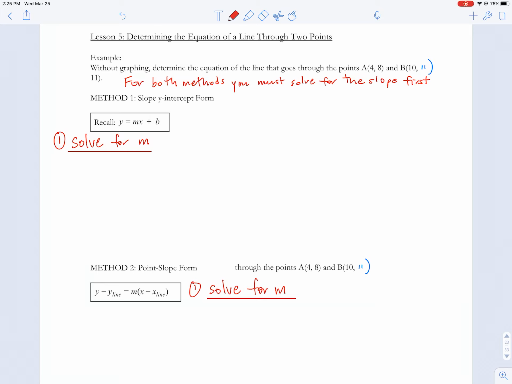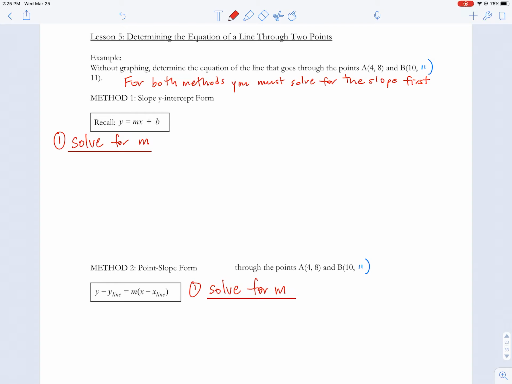Hi guys, today we're going to be doing lesson 5, determining the equation of a line through 2 points. We're going to be looking at 2 different ways of coming up with the equation of the line. And for both of these methods, we're going to solve for the slope first.